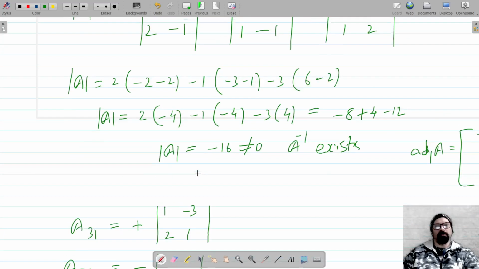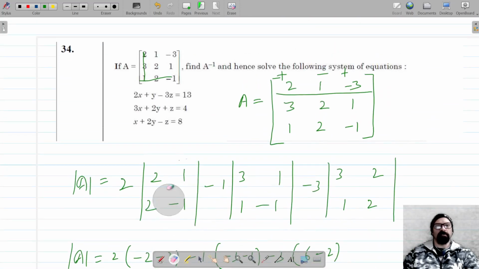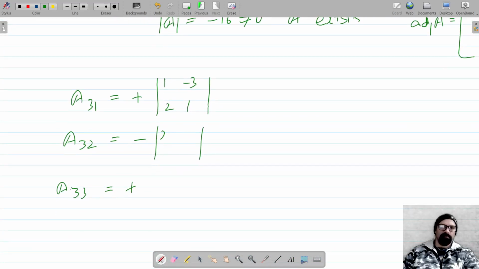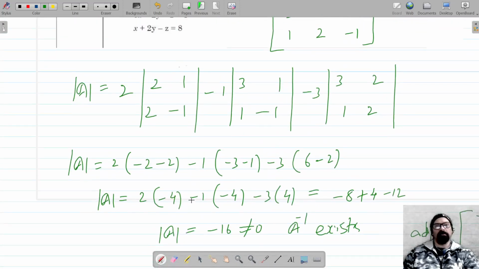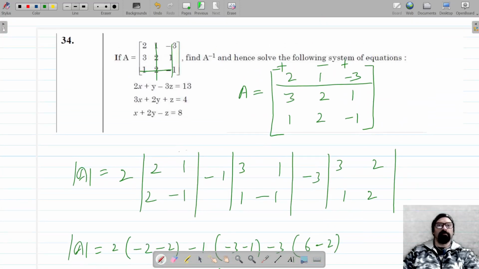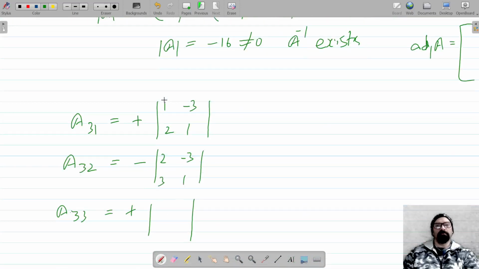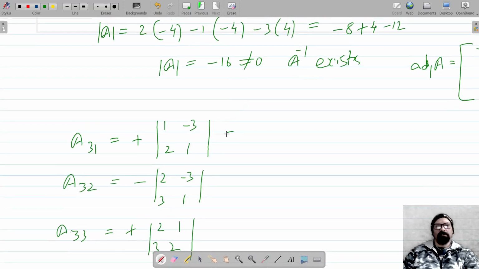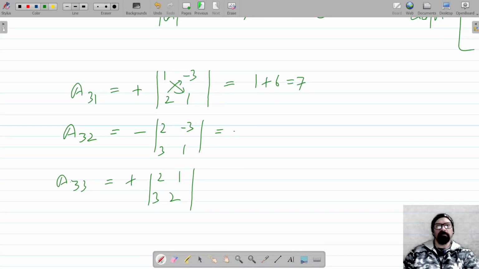And remove the row and the column for the third row, second column. If we remove this, we are left with 2, negative 3, 3, 1. And finally, if we remove the row and the column for the last element, we are left with 2, 1, 3, 2. This gives me 1 plus 6, which is 7. And the other is negative 2 plus 9.